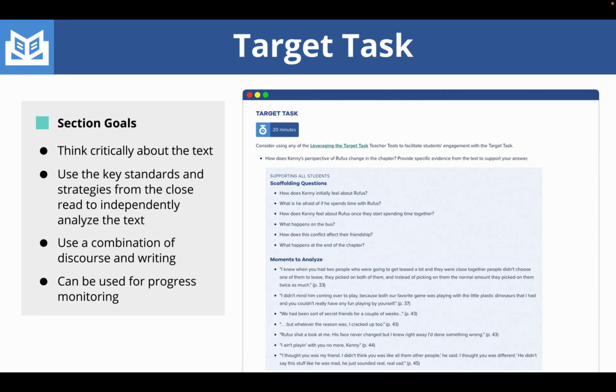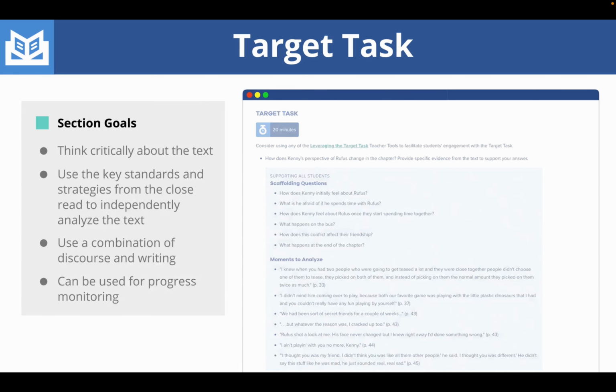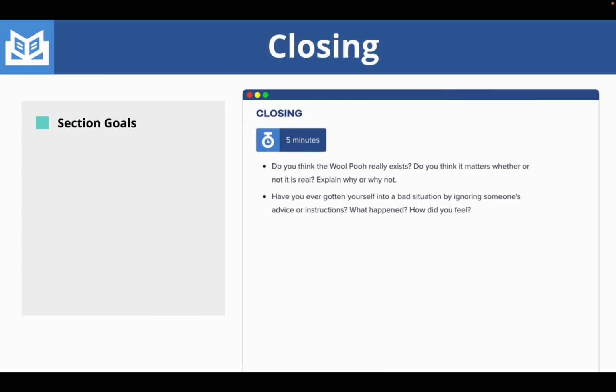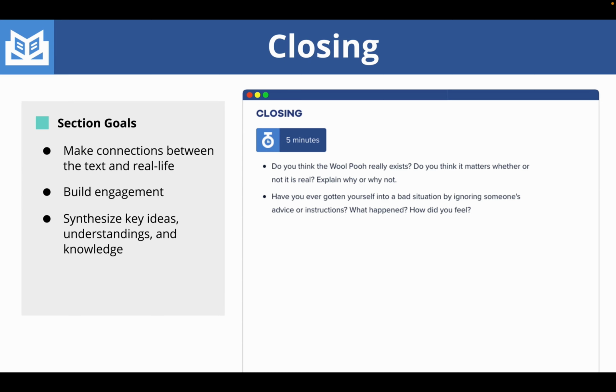Finally, the next section is the closing. The closing is an opportunity for discussion that allows students to make connections between the text and real life and to build engagement. This is also a time when students can synthesize key ideas, understandings, and the knowledge that they're building. The discussion is not meant to be rigorous academic discourse, which happens when answering the close reading questions, or during Socratic seminar lessons.